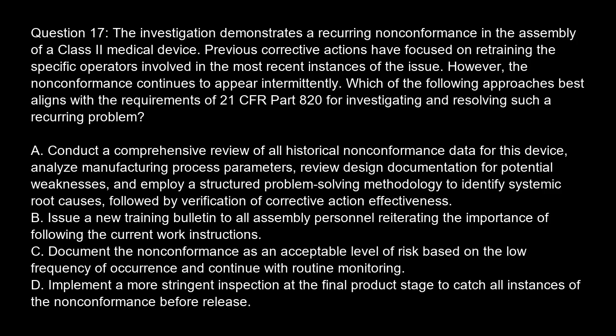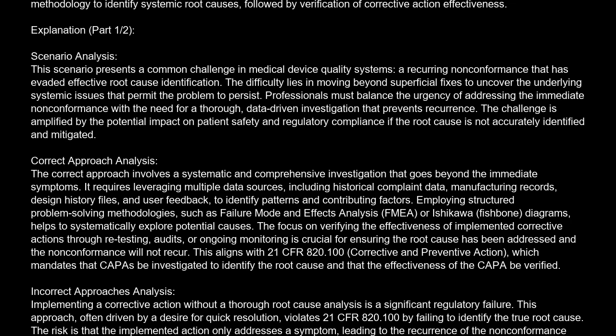Option B. Issue a new training bulletin to all assembly personnel reiterating the importance of following the current work instructions. Option C. Document the nonconformance as an acceptable level of risk based on the low frequency of occurrence and continue with routine monitoring. Option D. Implement a more stringent inspection at the final product stage to catch all instances of the nonconformance before release. The correct answer is A.